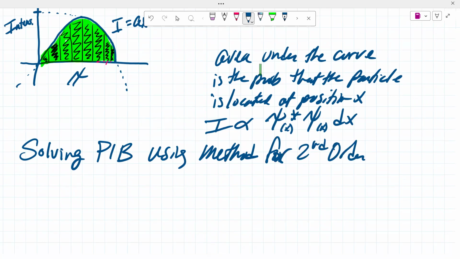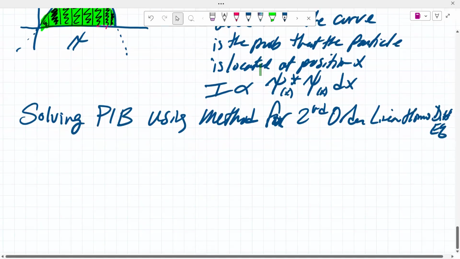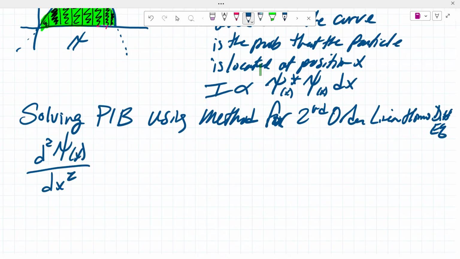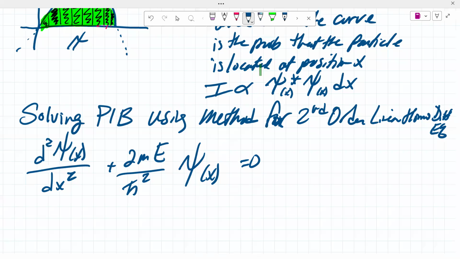For second order linear homogeneous DFQ. Seen this before, right? All right, so let's do this. d squared psi of x over dx squared plus 2me over h bar squared psi of x equals 0. This is a second order linear homogeneous differential equation.